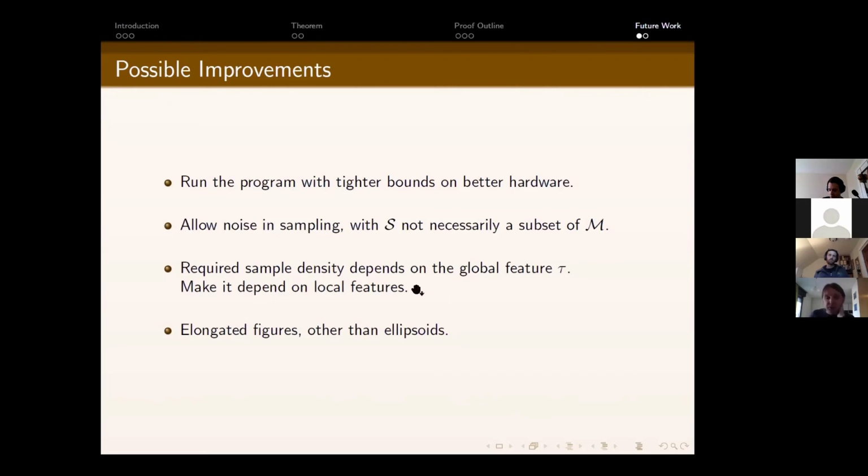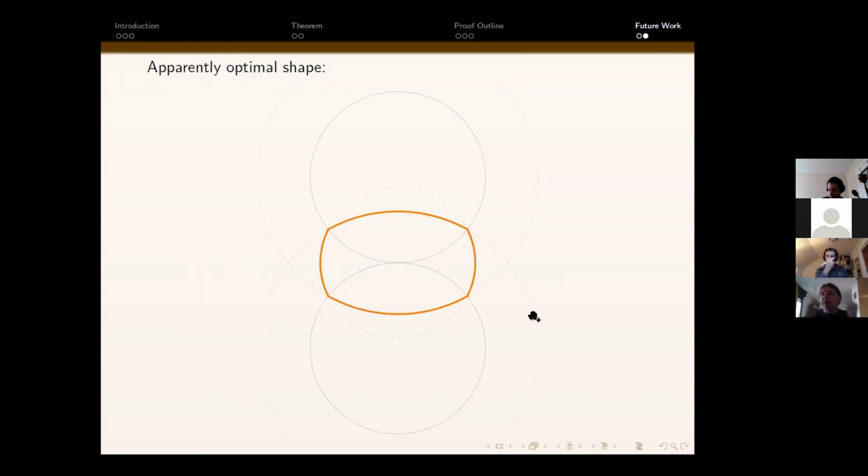And also something that we started to think about recently: consider other types of figures, not just ellipsoids. So far, the optimal shape that we have come up with seems to be this one. If you imagine this in a higher dimension, this looks like a barrel.